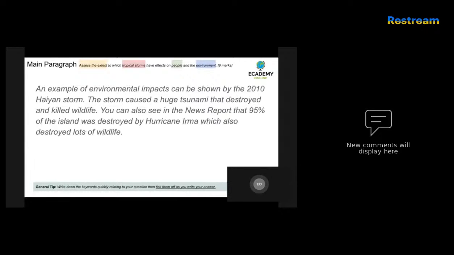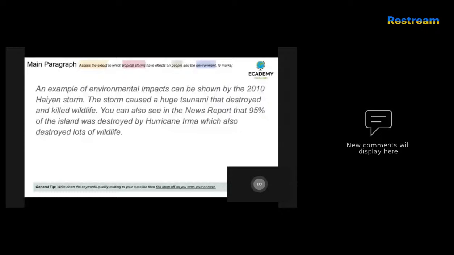It's obviously using a resource that's been provided in the exam itself. However, it is a little bit generic and vague. So, for example, where it says the storm caused a huge tsunami that destroyed and killed wildlife, that is absolutely true, but what would be better is if we refer to what particular habitats were destroyed or particular animals may have been affected the most by it.